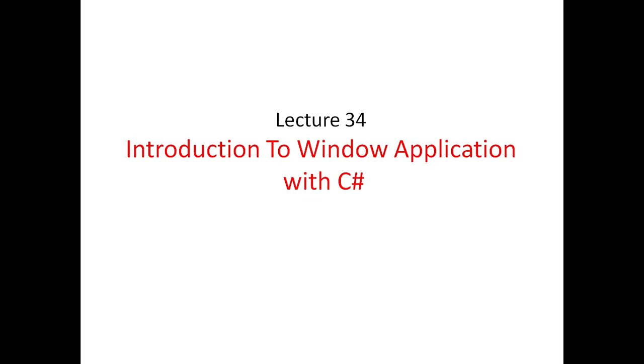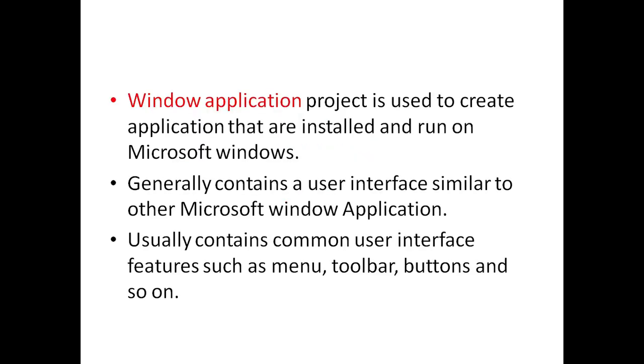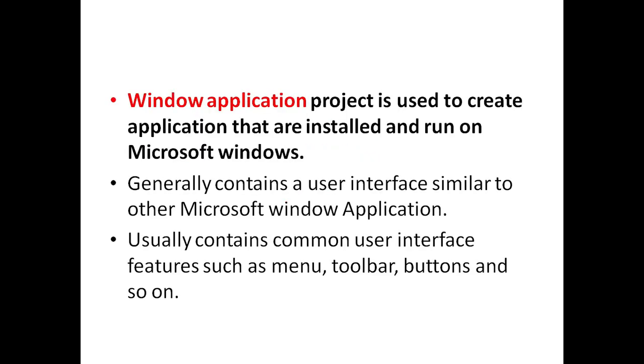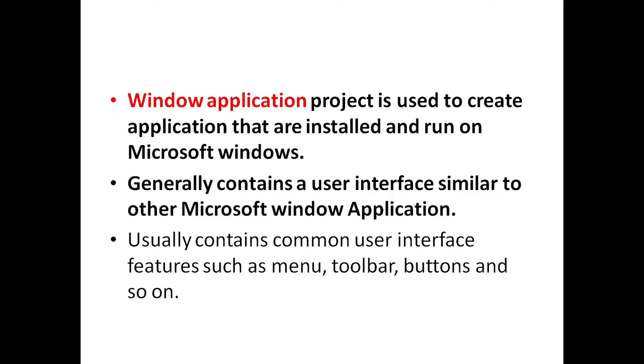In this lecture, we will see Windows application with C Sharp. The Windows application is a project which is used to create applications that are installed and run on Microsoft Windows. This is a traditional type of application that has existed on Microsoft Windows for a number of years.